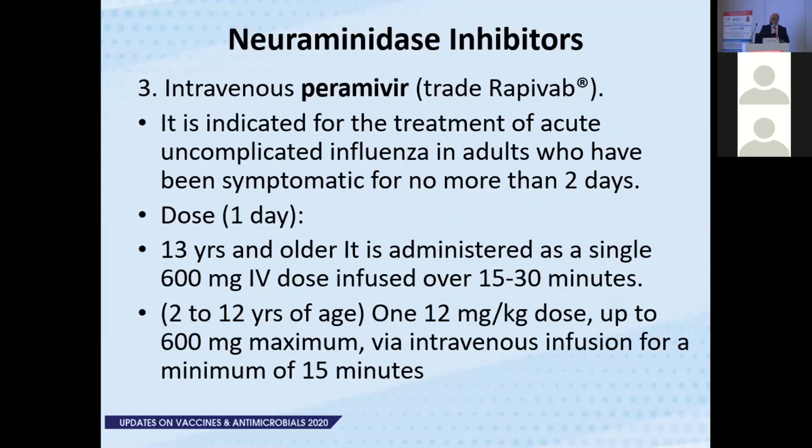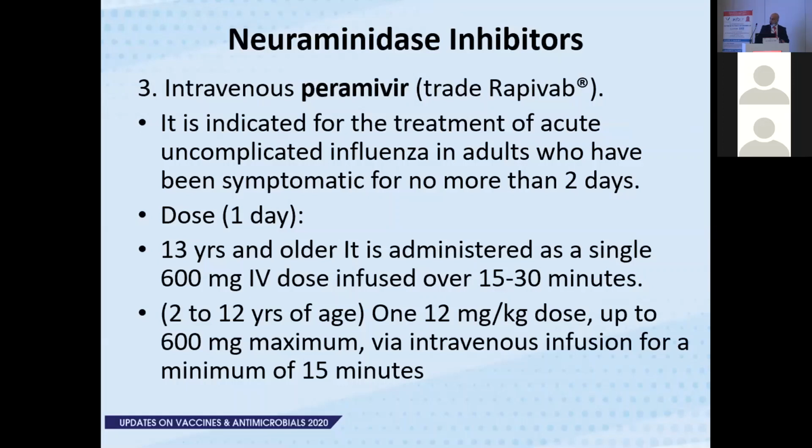The third neuraminidase inhibitor is peramivir, commercially known as Rapivab. It is indicated for the treatment of acute uncomplicated influenza in adults who have been symptomatic for no more than 2 days, i.e. within a couple of days from the onset of symptoms. It is given as a single dose anti-influenza.